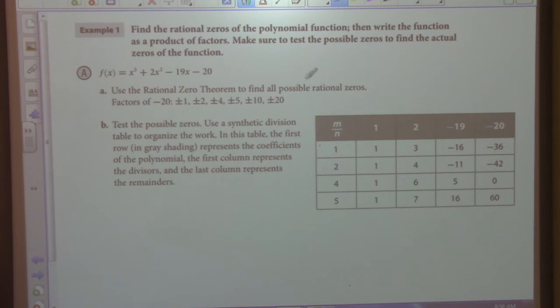Okay, the possible rational roots are found by, I'm going to just put it here, possible rational roots are going to be found by taking plus or minus factors of the constant.